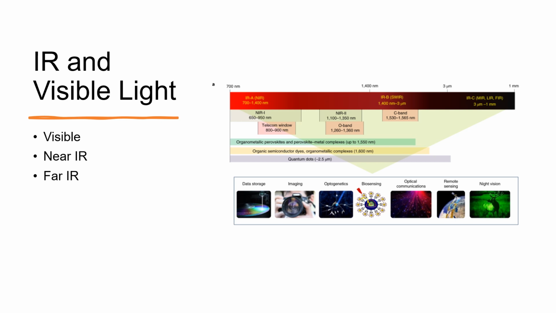IR radiation can be classified as near IR or far IR. And IR has a lot of different uses, some of which are labeled in this figure, including imaging, optogenetics, optical communications, and night vision.